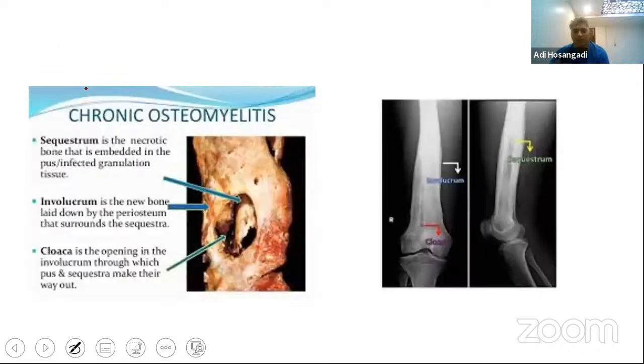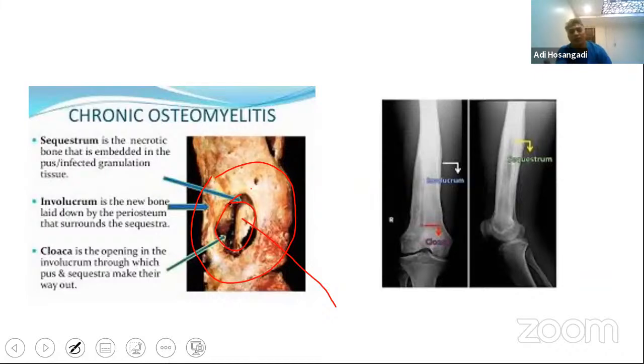Okay. This is a very interesting diagram. Only then you will not forget. Look at this bone here. This is a dead bone. This is a specimen. Inside there is a dead bone surrounded by an involucrum. There is an opening like this. That is the cloaca. Understand?